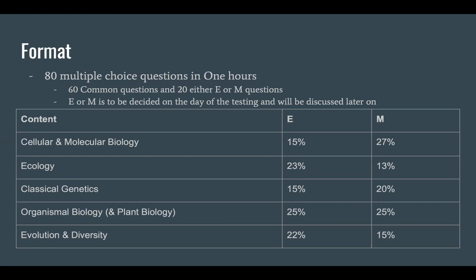So as you can see, if you look at the percentages, this is pretty common. This is not exact for every single test, of course, but it's pretty common to have these percentages. For both of them, the organismal biology or the plant biology is going to be the same, but for M, there's going to be more cellular and molecular biology, of course, and more evolution and diversity, and more genetics. And for E, there's going to be more ecology, of course, and more evolution and diversity.